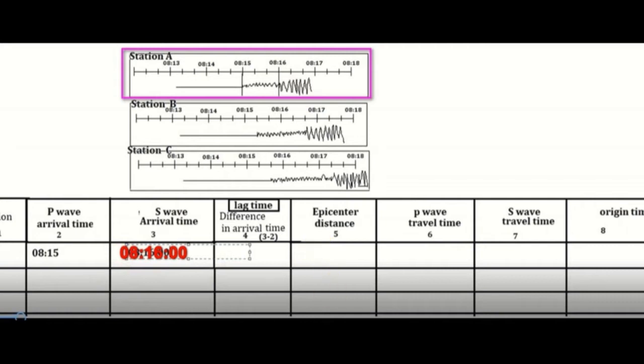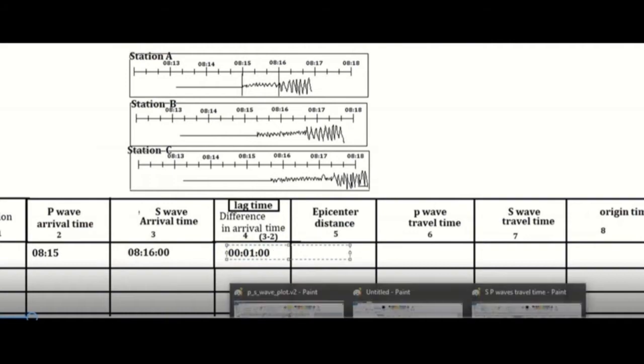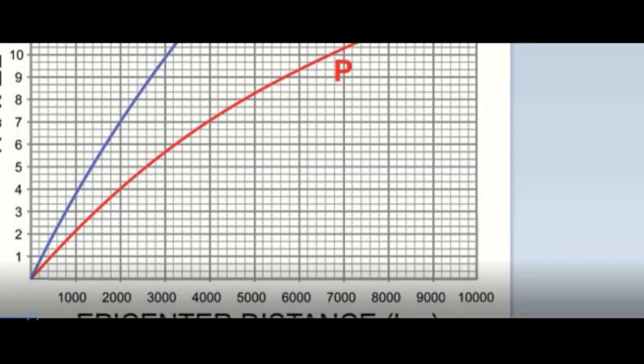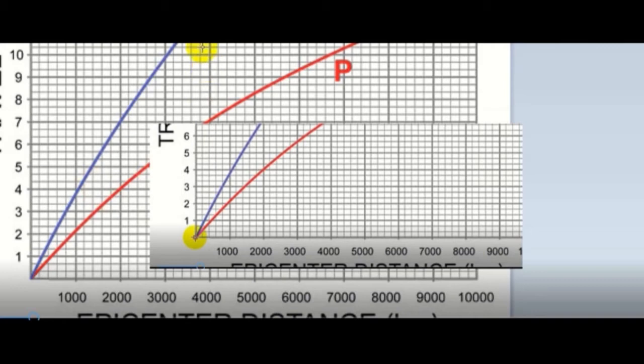Now let us calculate lag time. It is the difference of arrival time of S and P waves in the seismogram of station A. The difference, or lag time, is 1 minute. This lag time, that is 1 minute, is traced out from the travel time versus epicenter distance graph.